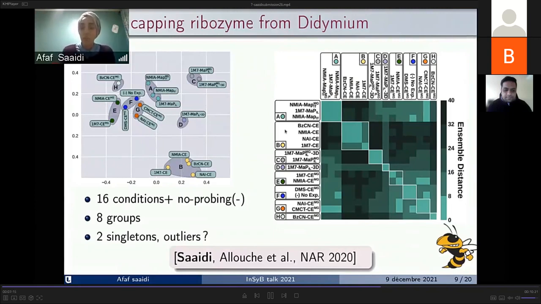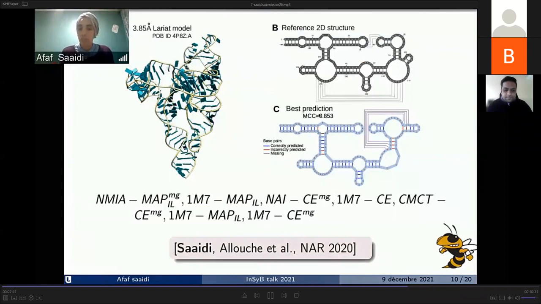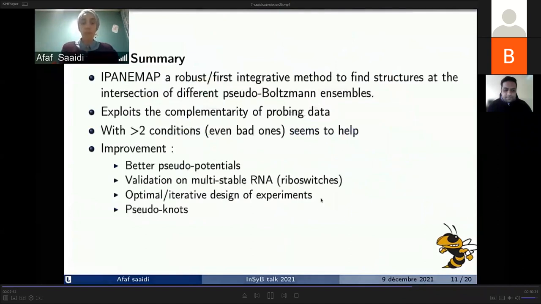It's a big question. So when we do the clustering for the different experiments, we realize that we have these groups from A to H, and the next step was to find the best combination that allows to have a good model. Okay, a good model means a model with high prediction accuracy. So what we did is that we chose experiments across the different clusters, then we built combinations. And the one that gives us a prediction accuracy of 0.85 was this combination. So APBioNet is, to our knowledge, the first robust integrative method to find structures at the intersection of different pseudo-Boltzmann ensembles.